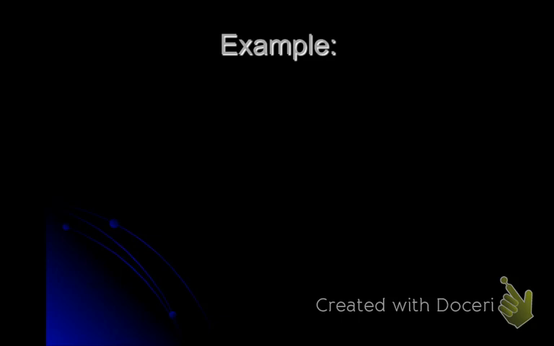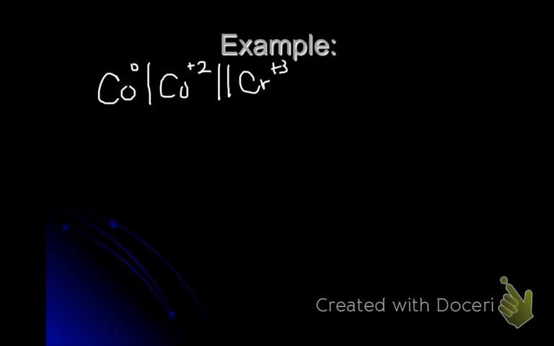Okay, so as a final example here, I'm going to give you a cell notation, and I'm going to have you calculate the standard cell potential. So we are going to have, remember, a cell notation tells a little story. So we have here cobalt being oxidized into cobalt plus 2, and then chromium plus 3 being reduced to chromium 0. And so the question would say something like, calculate the standard cell potential for this cell.